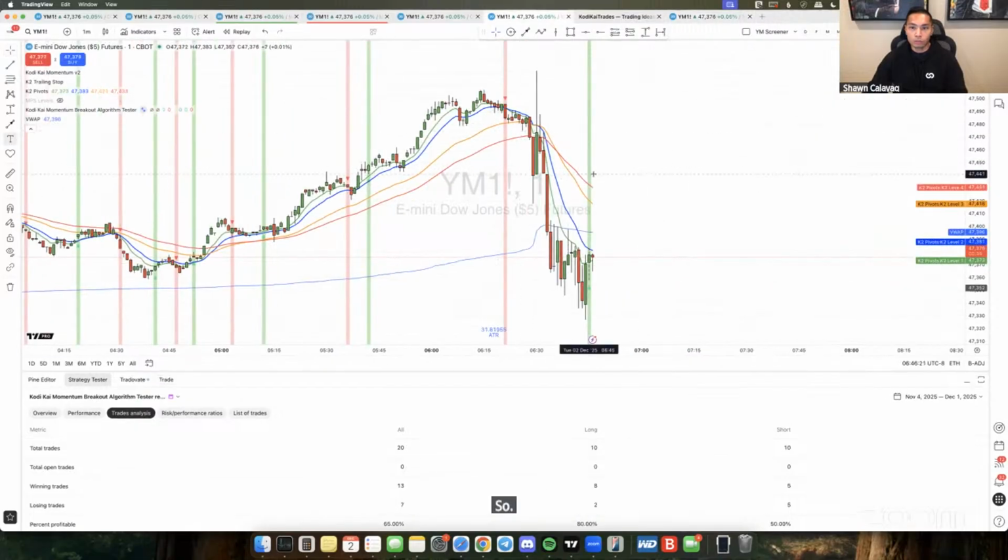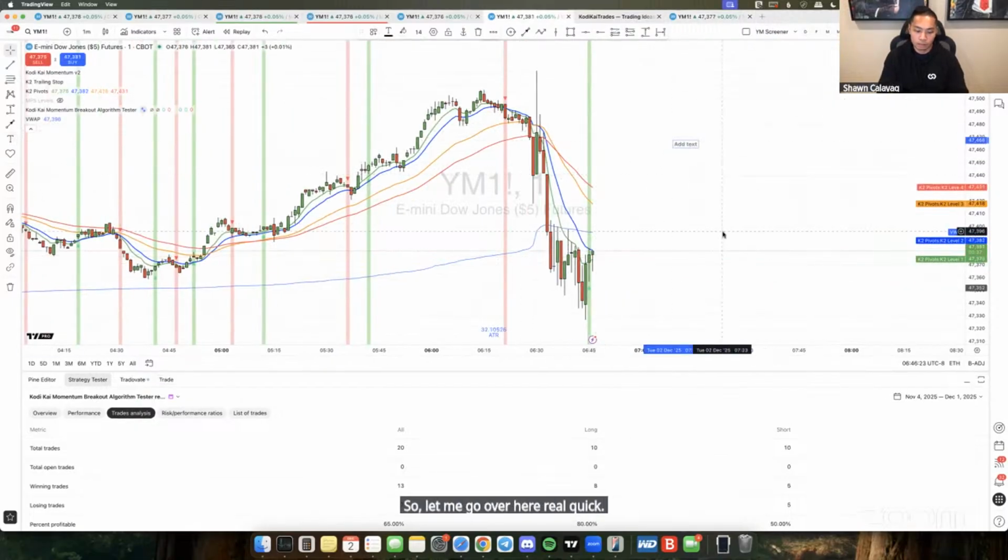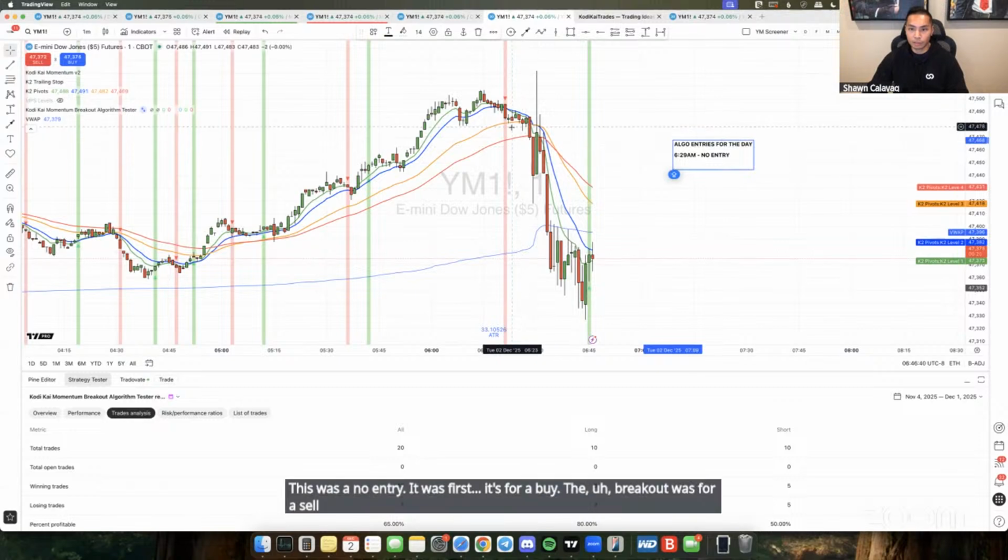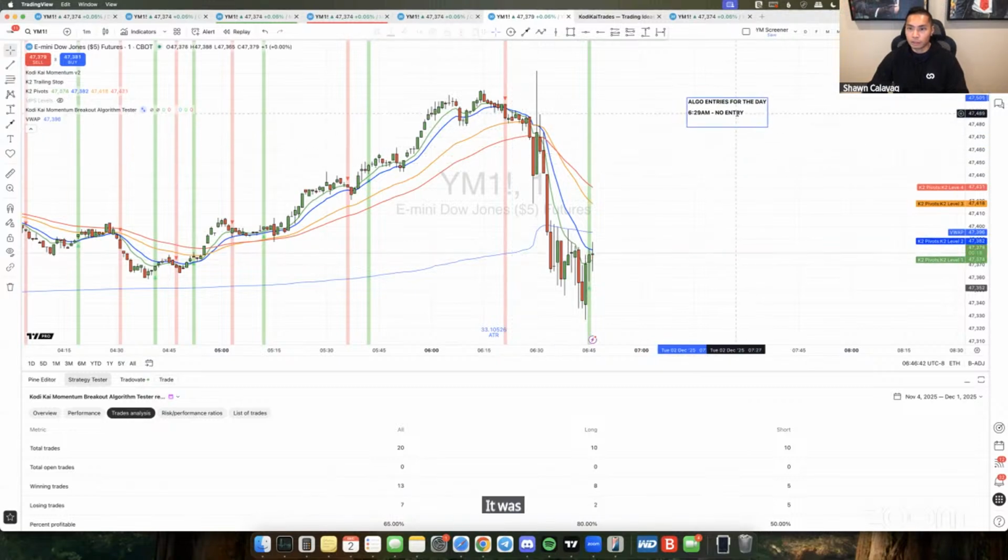So let me go over here real quick. So let's see. I'll go entries for the day. So we had one at 629. Obviously, this is going to come up almost every day. This was a no entry. It's for a buy. The breakout was for a sell. Obviously, we had a sell momentum there. It was for a buy, so it didn't come up. There's no entry.